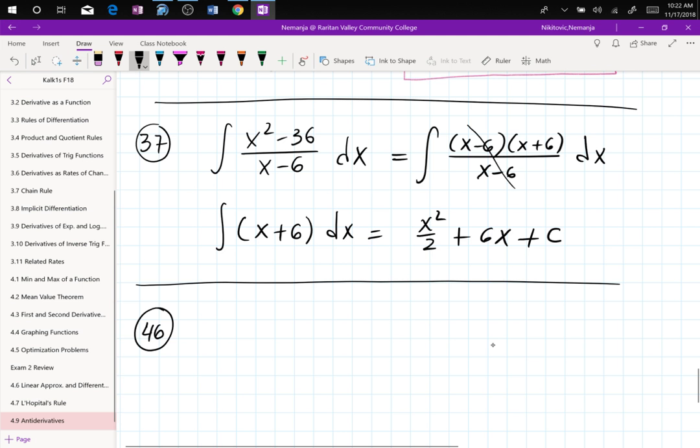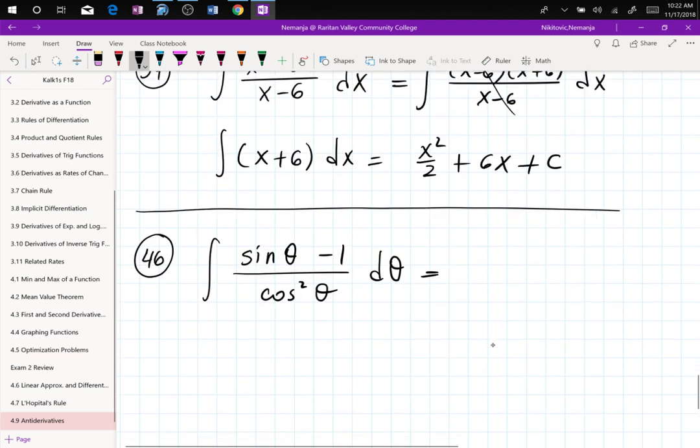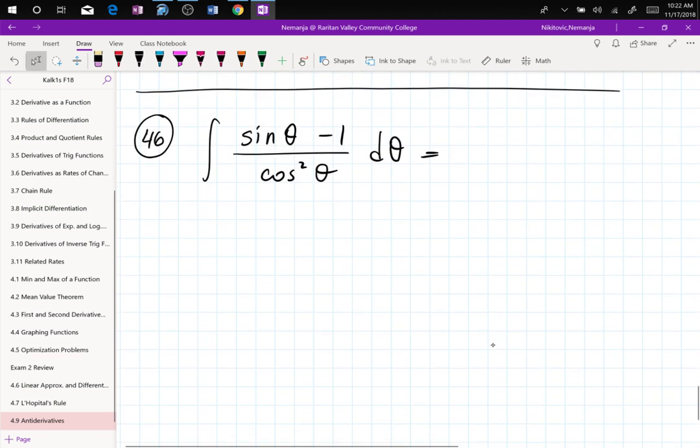I know how much you love trigs, so we can't skip that one. Sine theta minus 1 divided by cosine squared theta d theta. Now you can use x dx, t dt. Yeah. We're using theta d theta now. All right. $1 million question, huh?